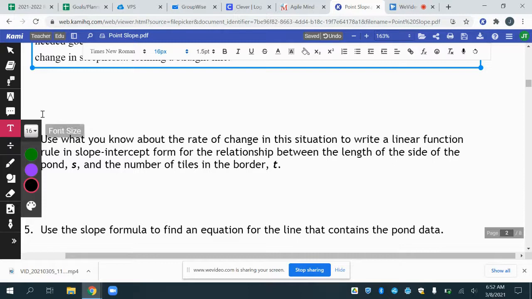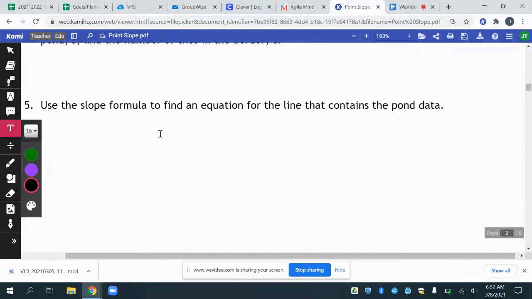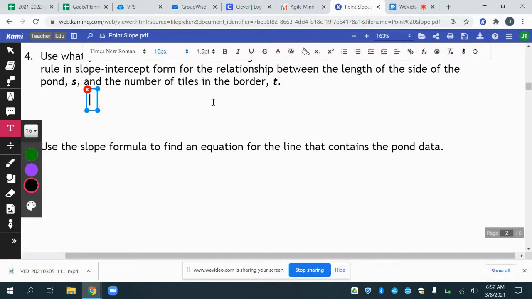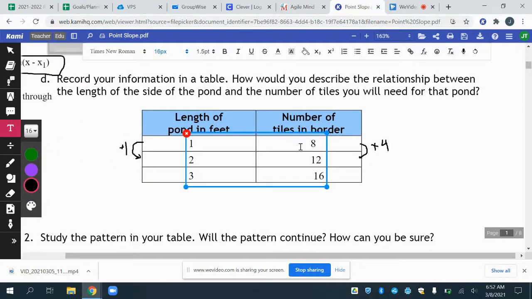Using what you know about the rate of change in the situation, write a linear function rule in slope-intercept form. Okay. Write a linear function in slope-intercept form from the relationship between the length of the side of the pond, S, and the number of tiles on the border, T. Okay. So this is a weird one because there's no y-intercept. In the past we've asked, well, what if you had 0 time? What is the beginning? And this starts with 1 tile.